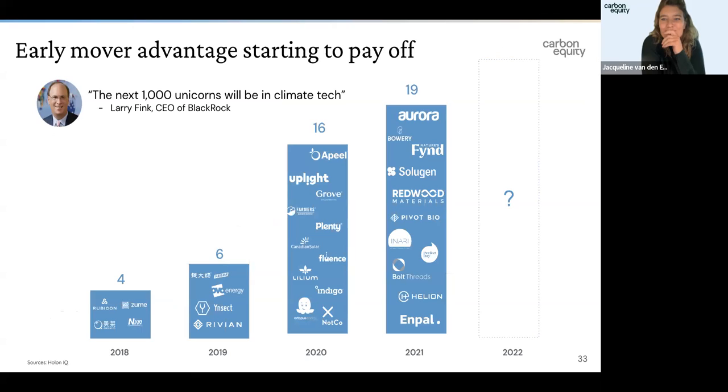Thank you. So the excitement is also seen from the number of unicorns, and we're not the only ones who get excited by the number of businesses that are doing extremely well within climate tech. Larry Fink, the CEO of BlackRock, has stated that the next 1,000 unicorns will all be in climate tech. So that's an acknowledgement from the industry that this is an exciting space. And you see it here, a couple of logos, you might recognize a few. It's growing fast, and we want to make sure that we back the next couple of unicorns out there.